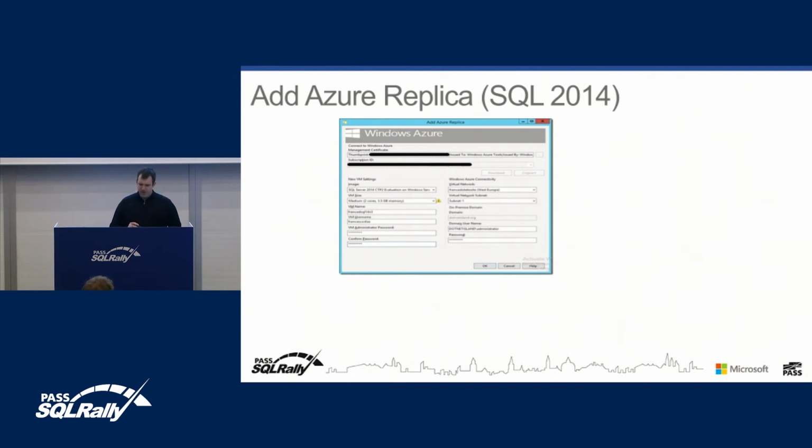There are several dependencies. So you have to have already configured an Always On availability group in your on-premises environment. You have to have a Windows Azure subscription. That's obviously for any Azure thing. And then finally, you have to have either a site-to-site VPN or an ExpressRoute VPN.